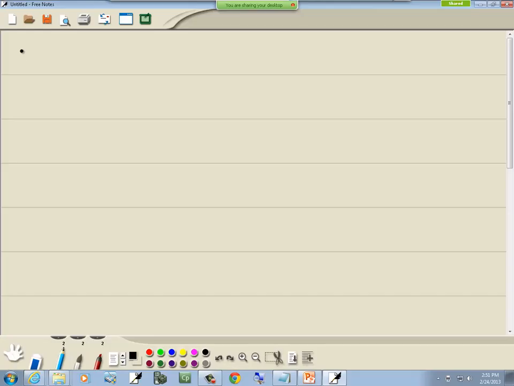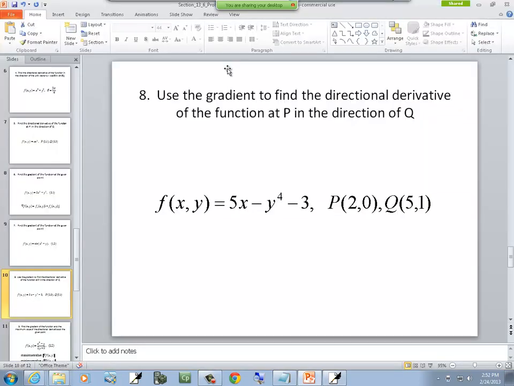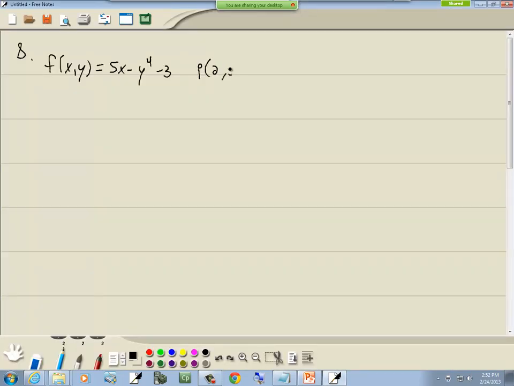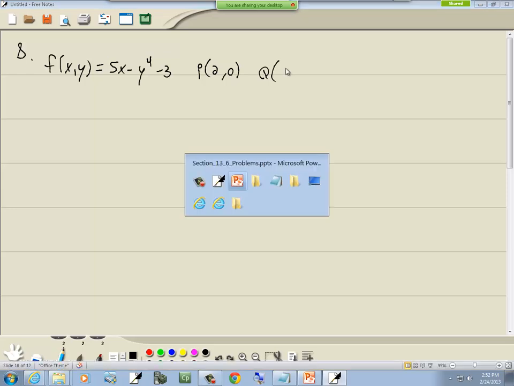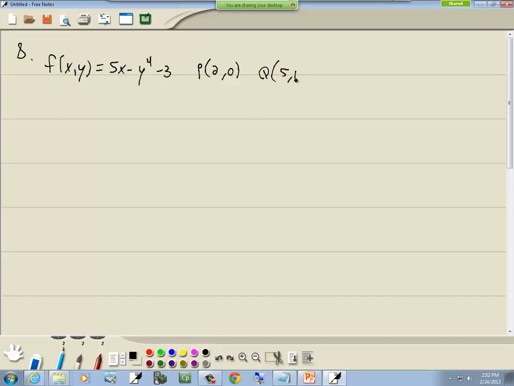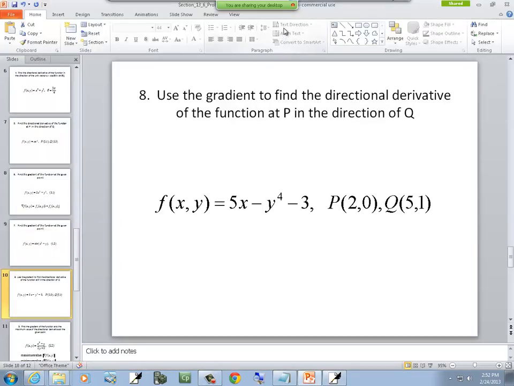Number 8. f of x y is equal to 5x minus y to the 4th minus 3 at the points 2, 0 and 5, 1. It says use the gradient to find the directional derivative of the function at p in the direction of q.